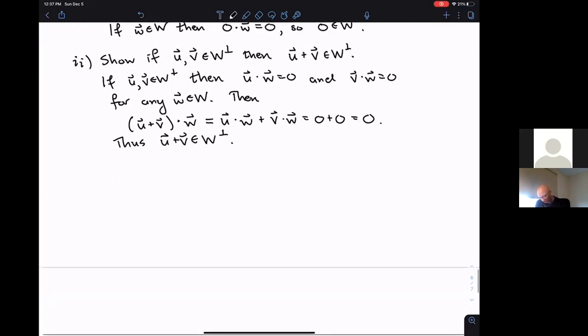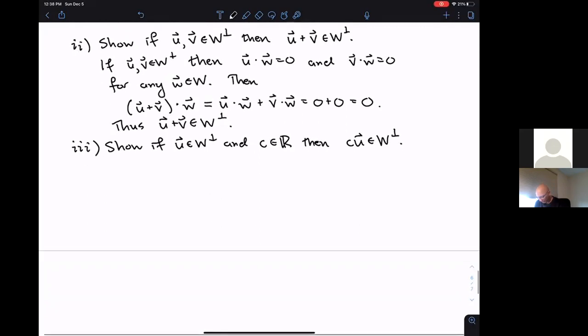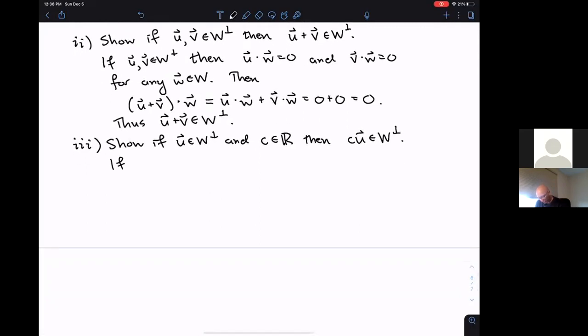Okay, last part. We want to show that if u is in W perp and c is a real number, then cu is also in W perp, a closure under scalar multiplication. So again, we sort of use the same structure. If u is in W perp, that would mean that u dotted with w equals 0 for any w in capital W.